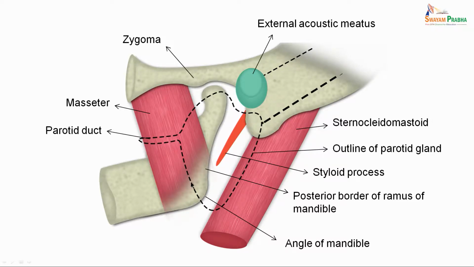Anteriorly, the parotid gland extends up to the mid part of the masseter muscle, whereas posteriorly it extends up to the anterior border of sternocleidomastoid muscle. What is also seen here is the parotid duct which emerges from the anterior border and travels over the masseter muscle.